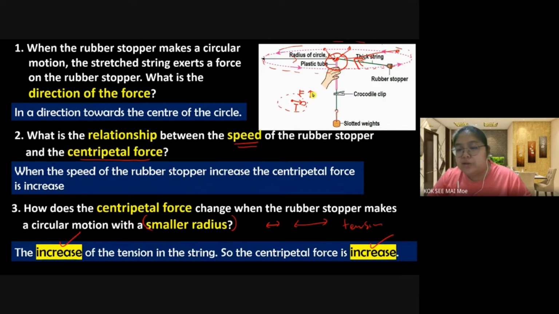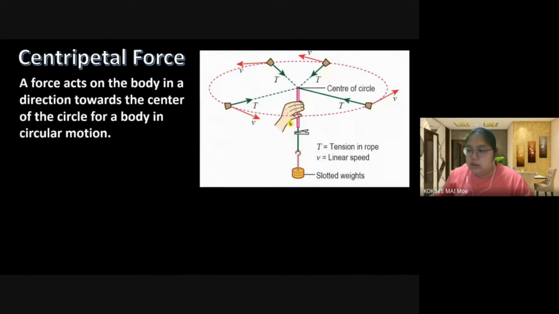Okay, when you find the string is loose, easy to swing, that means the centripetal force is very weak. So this is one example to let you know what the centripetal force is. Okay, then we're going to see centripetal force.